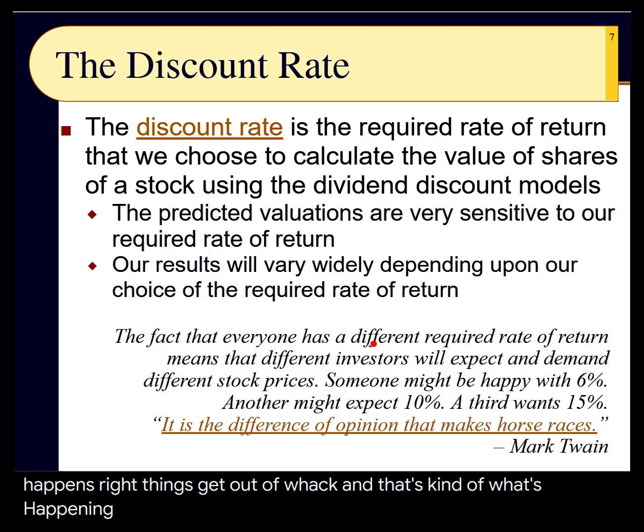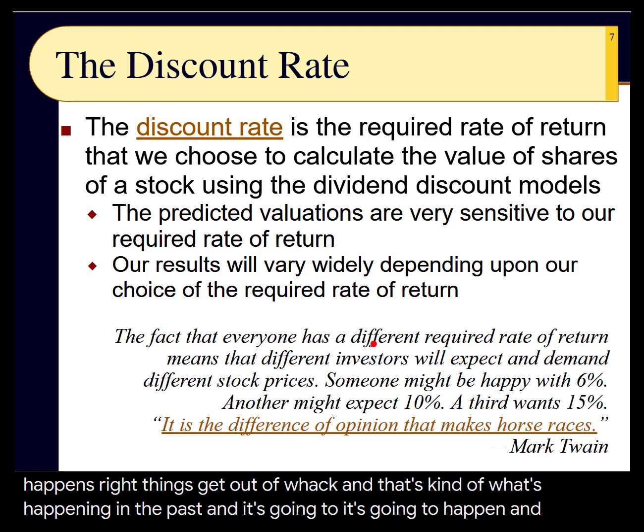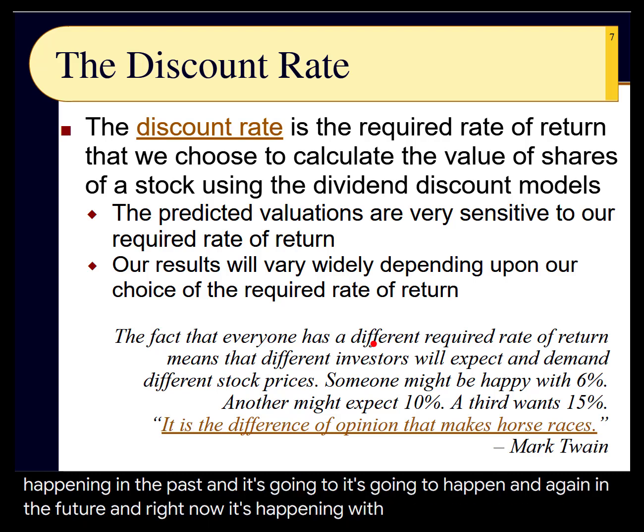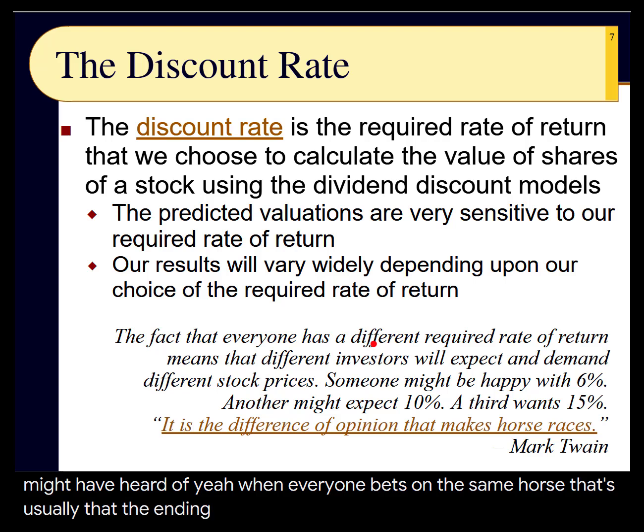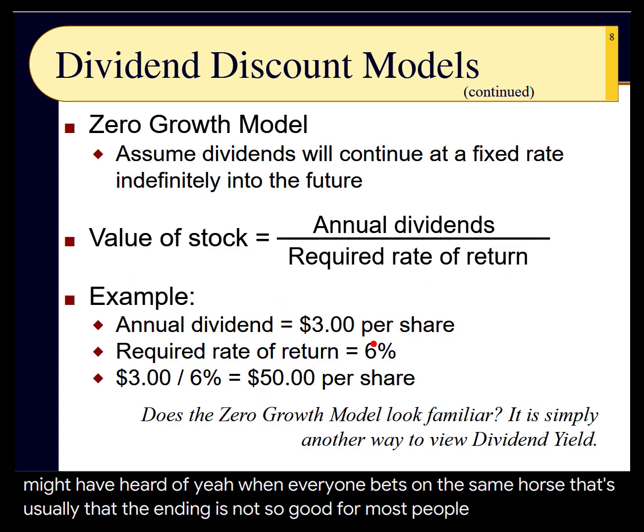When that happens, things get out of whack. It happened in the past, and it's going to happen again in the future. And right now, it's happening with the Magnificent Seven. You might have heard of them. When everyone bets on the same horse, the ending is usually not so good for most people.